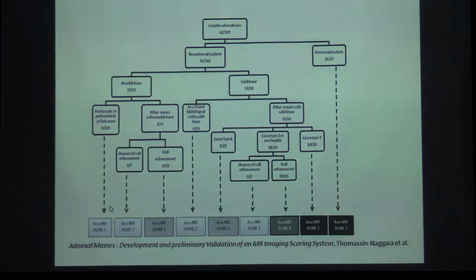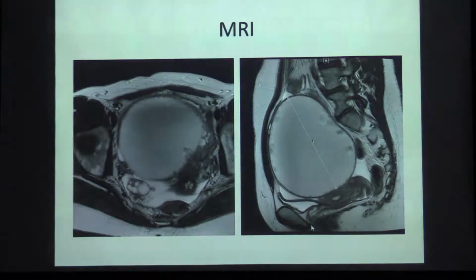Score 1, the mass disappeared. Score 2, it's typical, it's a benign mass. Score 3, it's probably benign. Score 4, it's an indeterminate lesion. And score 5, probably malignant.